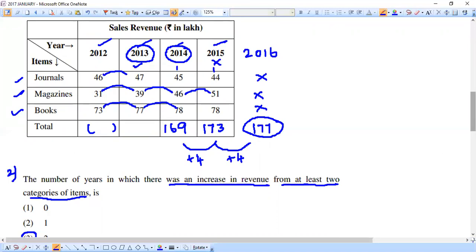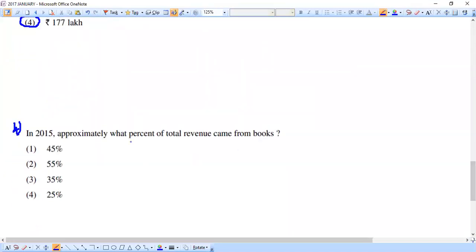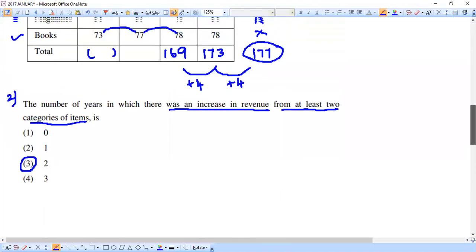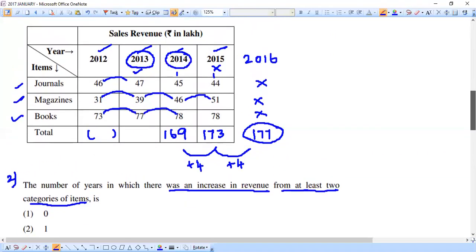Out of the total 173 lakhs, let's come back to the question once again. Out of the total revenue, what percent of the total revenue came from books? This is all we have in this question. So what is our total? Let's go back to the table. It's going to be a bit lengthy work because we have to move frequently between the table and our question.